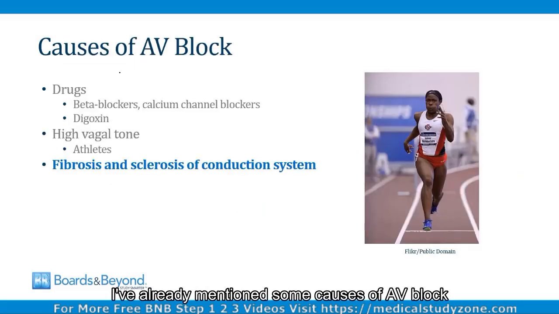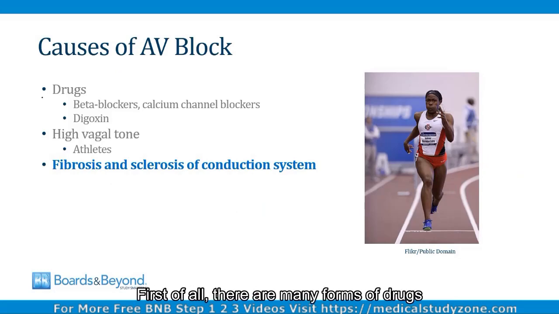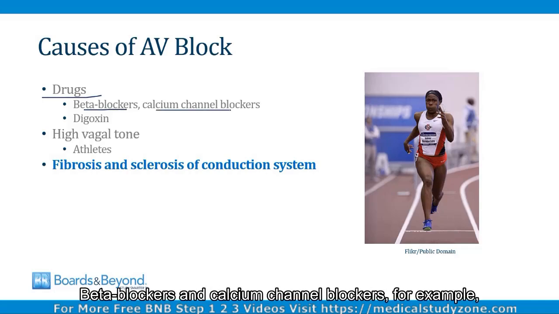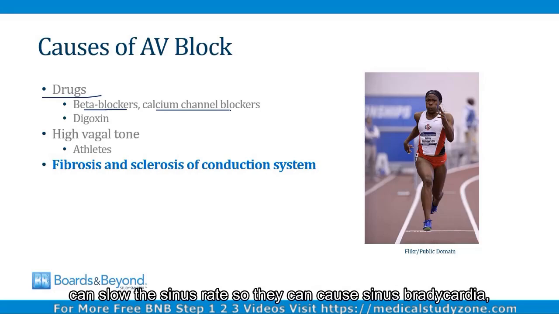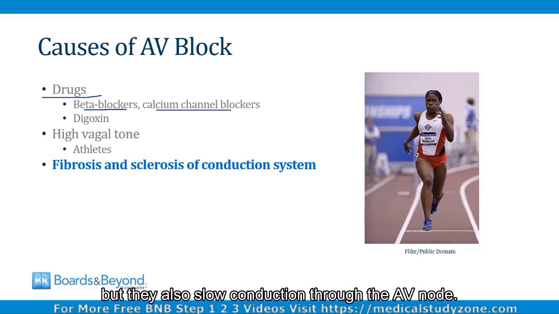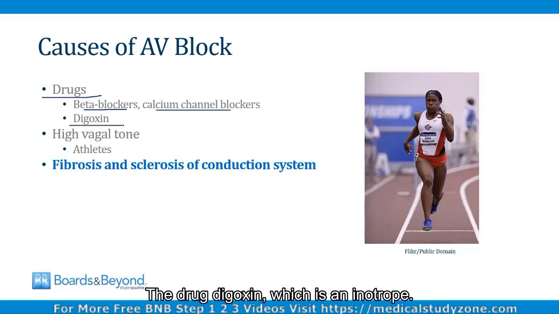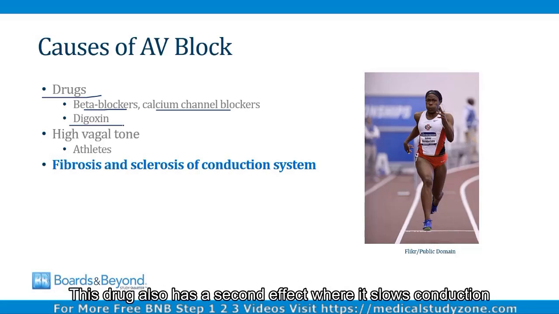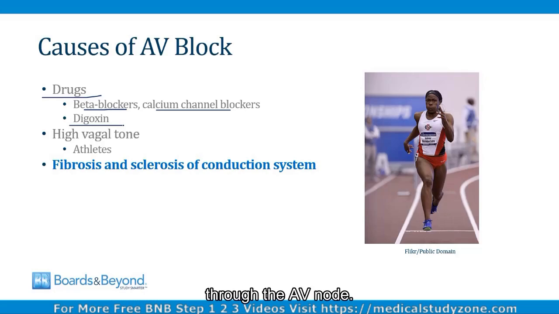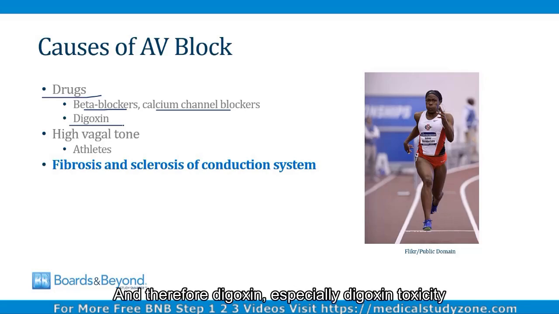I've already mentioned some causes of AV block in this video, but I'll summarize them on this slide. First of all, there are many forms of drugs that can cause AV block. Beta blockers and calcium channel blockers, for example, can slow the sinus rate, so they can cause sinus bradycardia, but they also slow conduction through the AV node, so they can potentially cause forms of AV block. The drug digoxin, which is an inotrope, makes the heart contract more vigorously. This drug also has a second effect where it slows conduction through the AV node, and therefore digoxin, especially digoxin toxicity, can cause many forms of AV block.